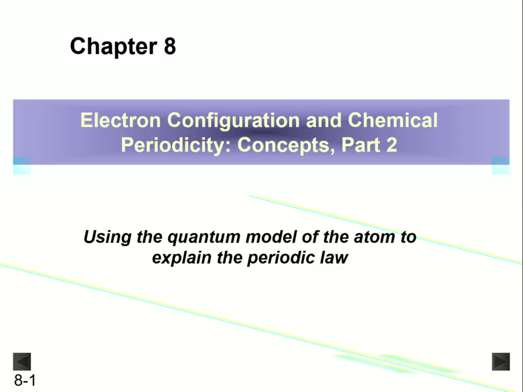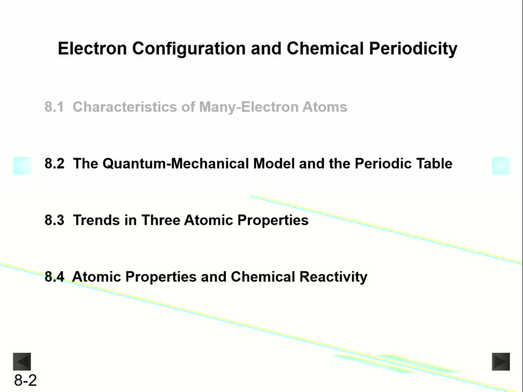In this video, we continue our discussion on electron configurations and chemical periodicity in Chapter 8. In this one, we're going to look at our quantum mechanical model and the periodic table.